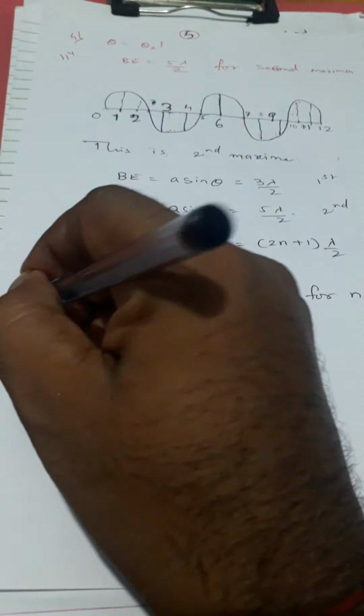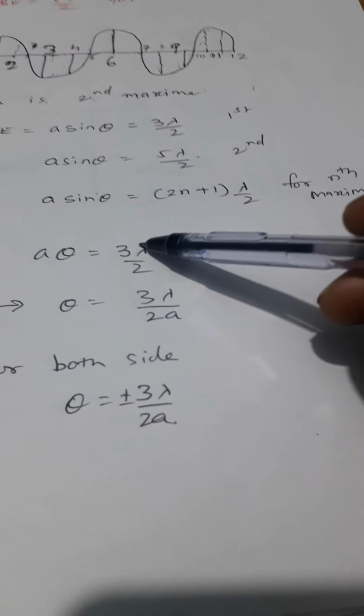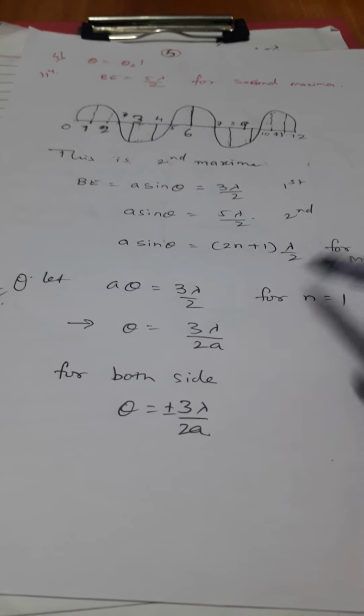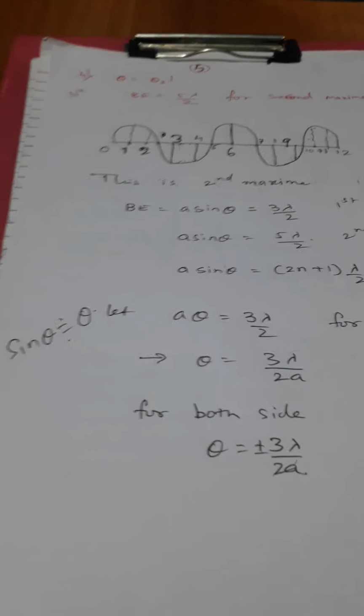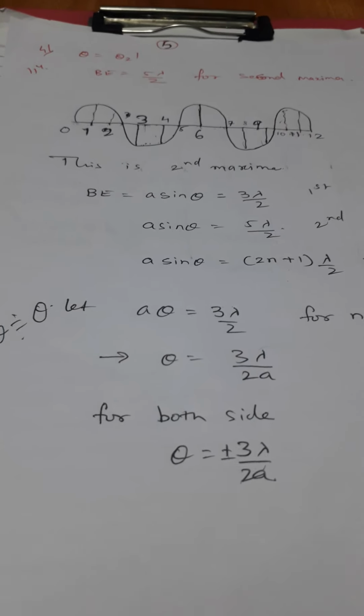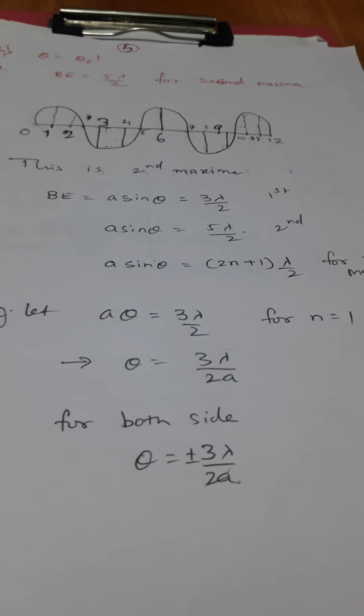Theta is very small, so sine of theta is again approximately equal to theta. That is a theta is equal to 3 lambda by 2, so theta is equal to 3 lambda by 2a. And for both sides plus minus 3 lambda by 2a. That is the condition for second maxima. Okay, so minima and maxima, and the last one is the graphical representation.